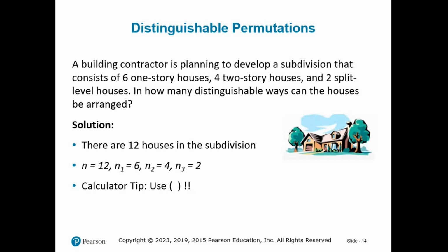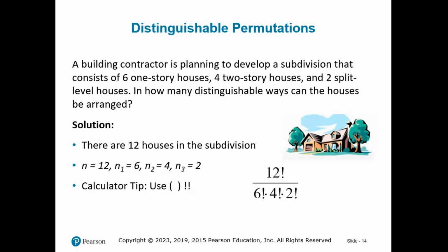And for n sub 2, I would have 4 for the two-story houses, and n sub 3, I would have 2 for the split-level houses. Now, when we put it in the formula, you can see that we're doing something similar to the original permutation formula. We're dividing out the extras. In this case, we're dividing out the multiplicities.